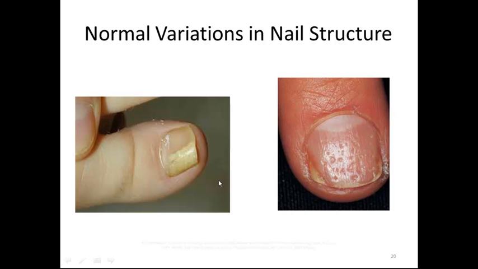Here are some pictures of onycholysis where the nail separates from the nail bed, as you can see here on the left. And then on the right we have an example of nail pitting, where you can see the small indentations in a circular way. These are most common in psoriasis.